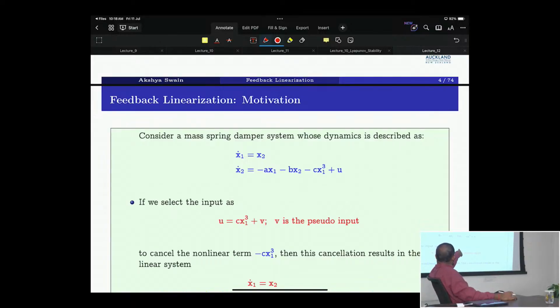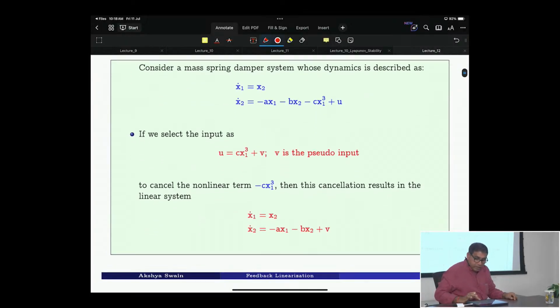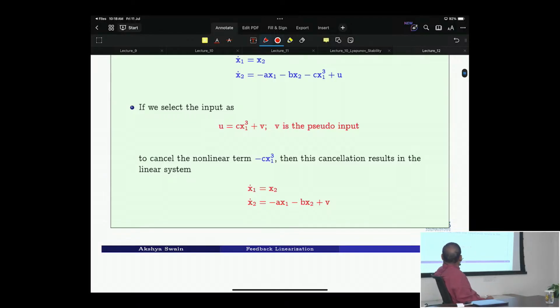Now, there is a component minus cx1 cube, a nonlinear component, that is completely cancelled. You see, if I select u equal to cx1 cube plus v, where v is the new input, then to cancel the nonlinear term minus cx1 cube, this cancellation results in a linear system. This cancellation will result in x1 dot equal to x2 and x2 dot equal to minus ax2 minus bx2 plus v, and v is what you now design. V is your new control input, right? So in this case, you completely cancel it.